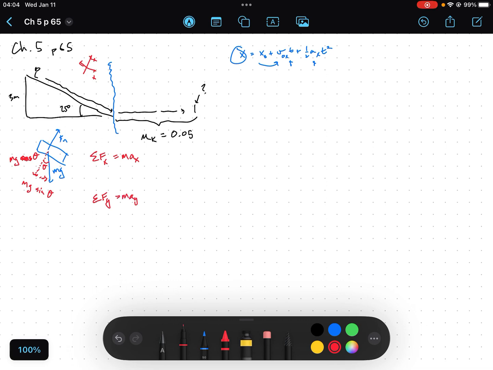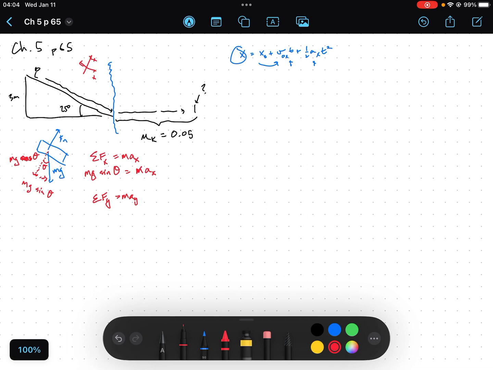And this is the next step in our process, is to sum our forces together in both the x and y dimensions and set them equal to mass times acceleration. So in the x dimension, we have one force in our positive direction. That's mg times the sine of theta, and that's it. There's no other forces. So that's going to be equal to the object's mass times its acceleration.